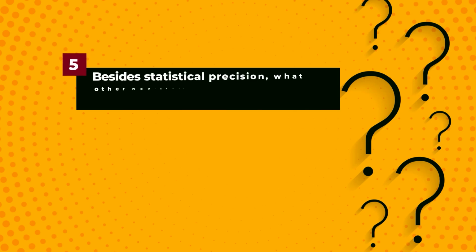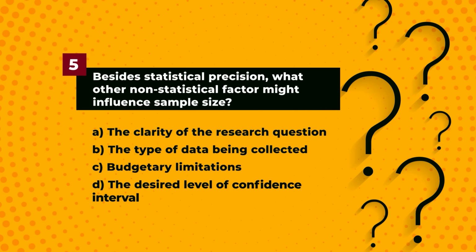Question number 5 is, besides statistical precision, what other non-statistical factor might influence sample size? Option A is the clarity of the research question, B, the type of data being collected, C, budgetary limitations, D, the desired level of confidence interval.